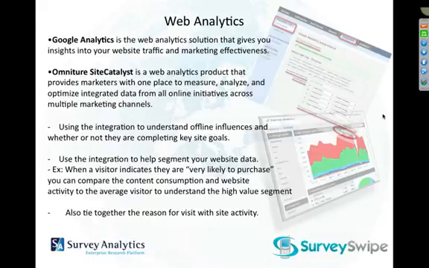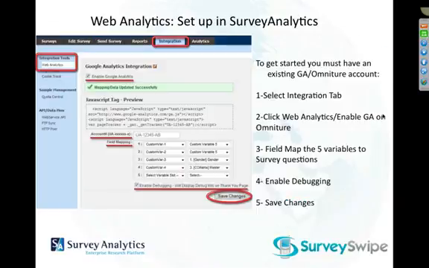What this means for you is using the integration to understand offline influences, whether or not they're completing site goals, for example, or use the integration to help segment your website data, such as when visitors indicate that they are very likely to purchase. You can compare the content consumption and website activity to the average visitor to understand the high value of the segment. Also tie together the reasons for your visits with site activity. The next slide, Esther.